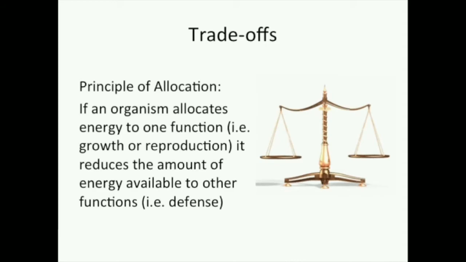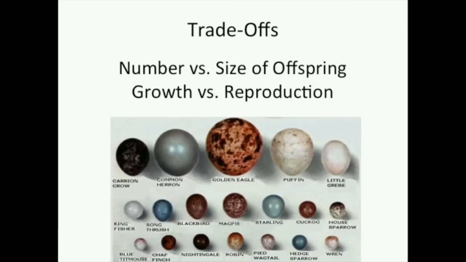Trade-offs. Trade-offs are illustrated by the principle of allocation, which explains the distribution of energy. If an organism allocates energy to one function, such as growth or reproduction, it reduces the amount of energy available to other functions, such as defense. An example of a trade-off is number versus size of offspring. Plants that produce smaller seeds have a larger number of offspring, and vice versa.